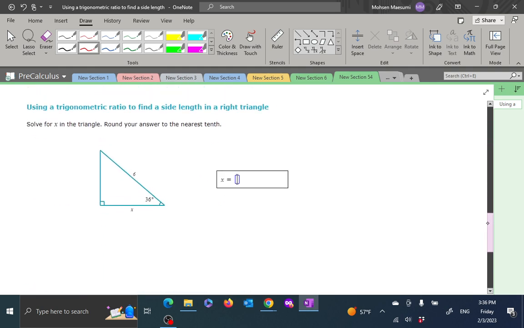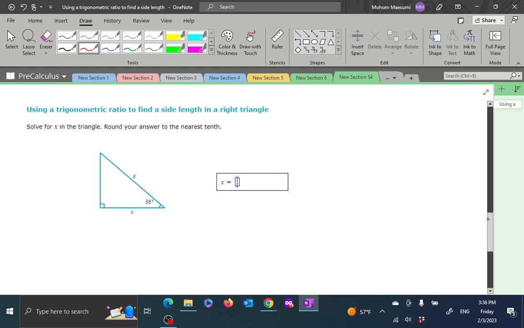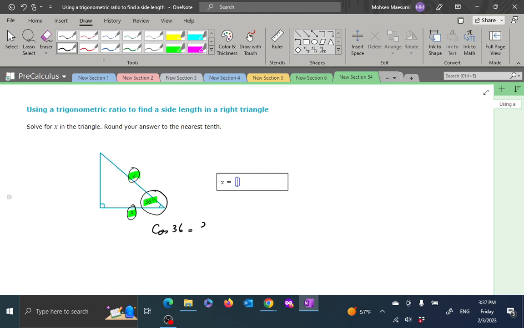What else? Let's see. Just like what we have done several times now, x, 36 and 6. So we talk it out like this. What relation connects an angle to its adjacent and the hypotenuse? Well, of course, that is cosine. Cosine of 36 is x over 6. In this case, you just cross multiply. X becomes 6 cosine of 36.